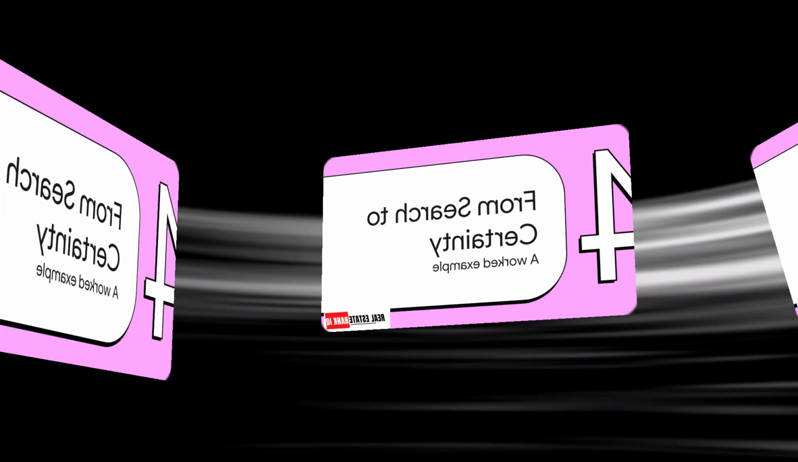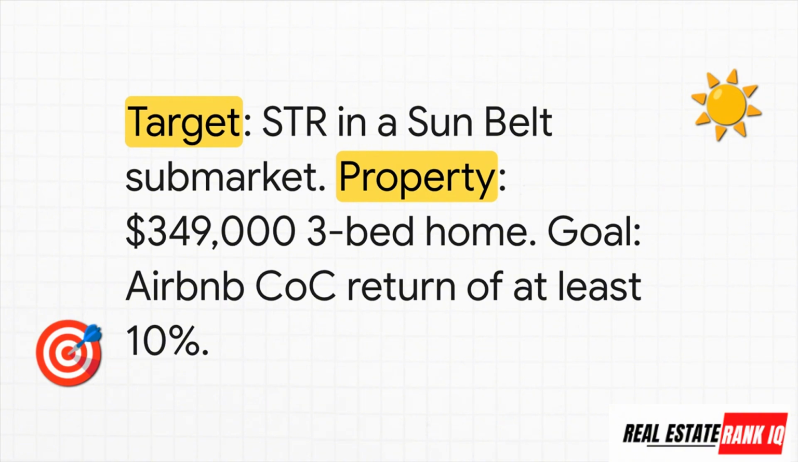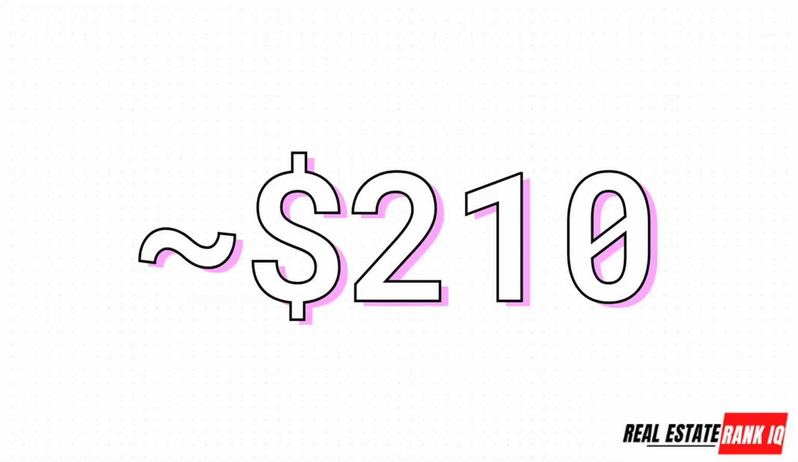All right, so talk is cheap. Let's see how this workflow actually takes you from a random search to being certain about a deal. We're going to run through a super quick example with real numbers so you can see it work. So here's our target. We're looking for a short-term rental in a sunny market. We found a 3-bedroom house listed for $349,000. Our goal? We need a cash-on-cash return of at least 10% for this to be a go. Okay, first up, income. Based on all the local comps in the area, the platform projects an average daily rate of about $210. This number is the foundation for everything else.